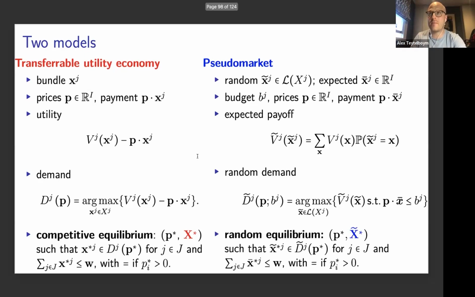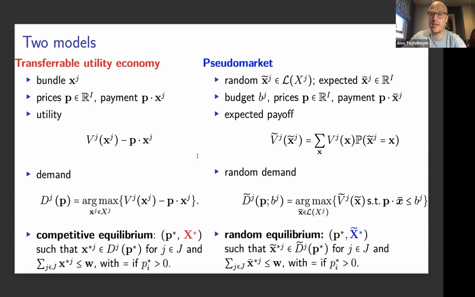So what is now a random equilibrium formally looks very similar to a competitive equilibrium. So given a profile of budgets, it's going to be a vector of prices as before, one for each good, and an assignment of lotteries, one to each agent, capital X tilde, right?